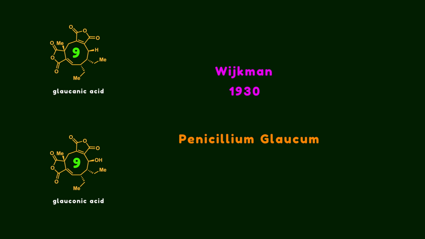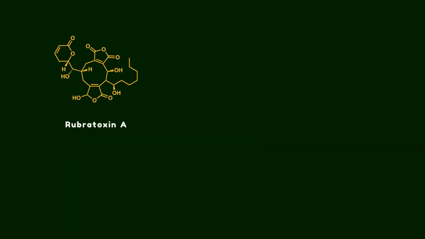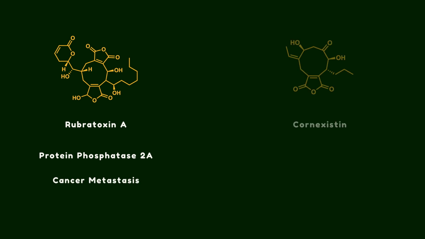Later, many members of the maleidrides family were found to exhibit promising biological activities, making them valuable for development of novel pharmaceuticals and agrochemicals. For example, rubratoxin A inhibits protein phosphatase 2A and suppresses cancer metastasis. Cornexistin exhibits significant post-emergence herbicidal activity against a wide range of monocotyledonous plants, while remaining selective for corn. Despite their biological activity and unique structural features, the reported synthesis routes for maleidrides remain very limited.